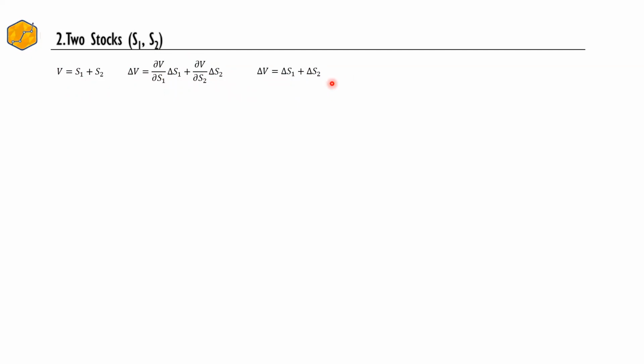All right. Now we don't stop here. We multiply and divide by S1 so that we express it in terms of returns. Delta S1 is S1 R1. Delta S2 is S2 R2. Now, if you look at this on the right-hand side, what does this look like? Who can tell me the right word that I'm looking for?